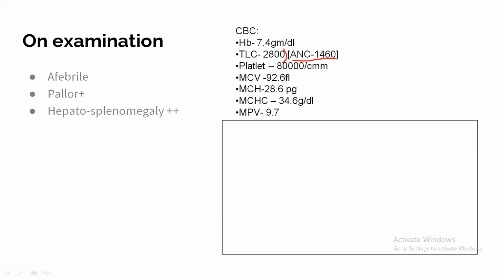His absolute neutrophil count was fine. He had a low platelet count also. His MCV is in the normal range. MCH is a little low, but MCHC is normal. And mean platelet volume is 9.7. I will tell you what the mean platelet volume means later. He was afebrile, he had pallor, and hepatosplenomegaly was there.